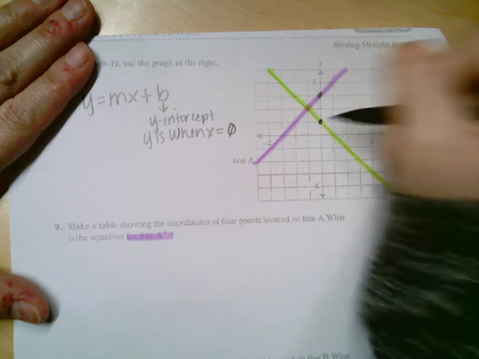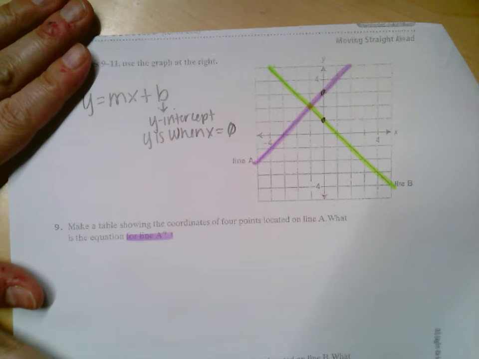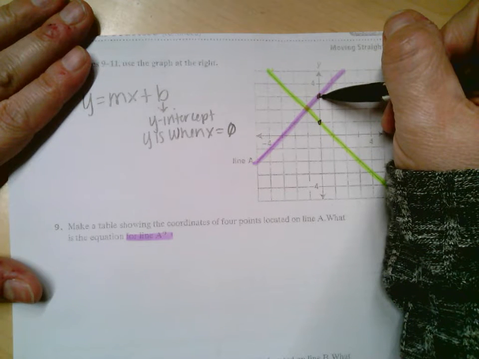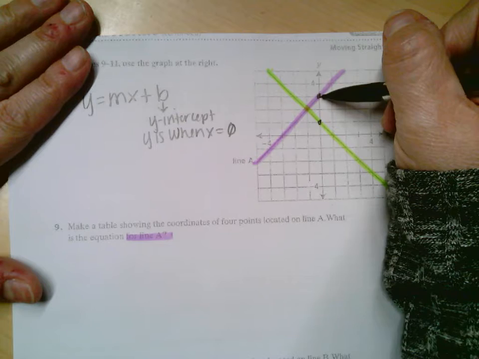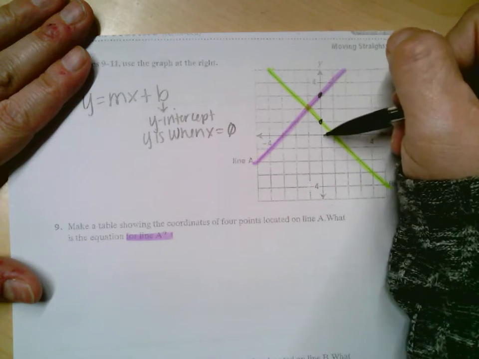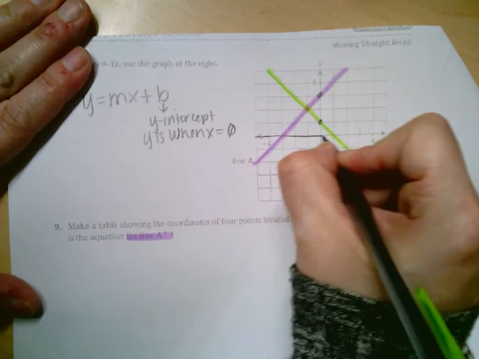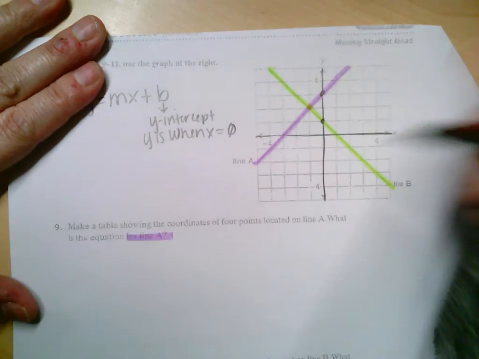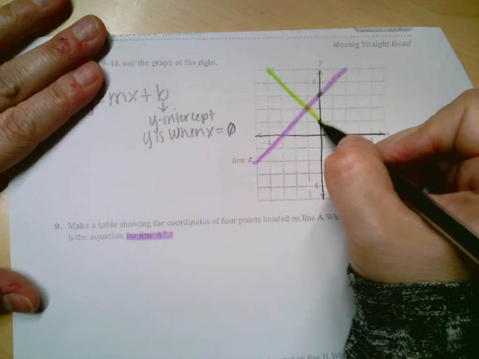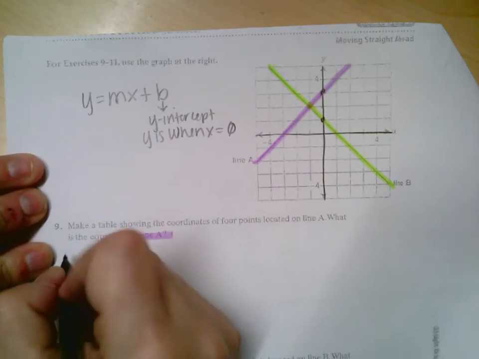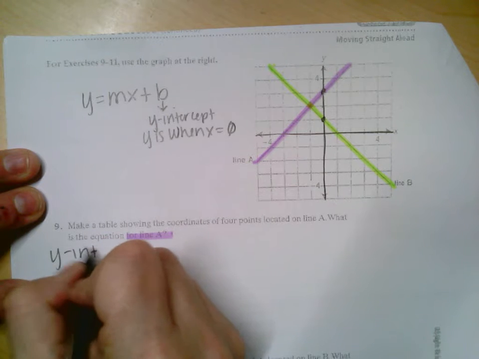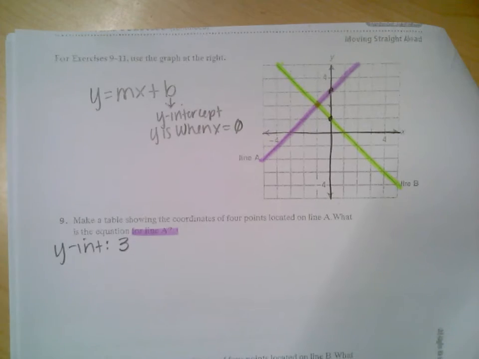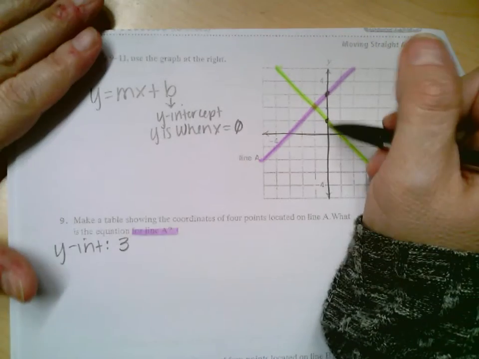where x is 0. What does that tell me? What does this point right here tell me? When x is 0, what does that mean y is? Well, let's darken this a little bit. When x is 0, y is 1, 2, 3. So my y-intercept for this is 3, because that's where y is when x is 0.